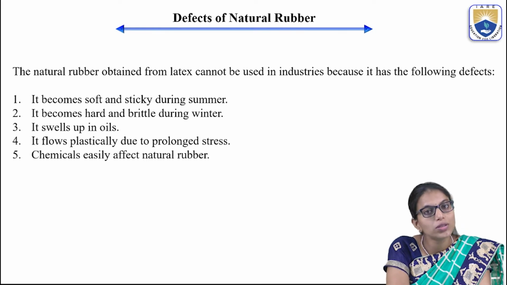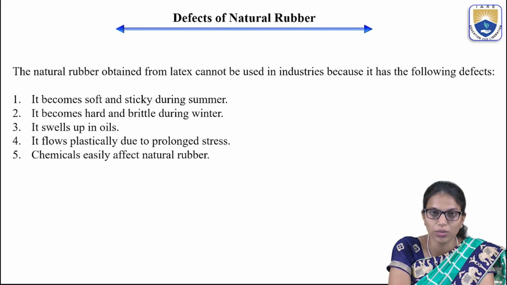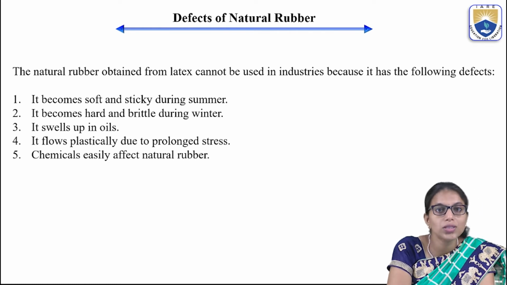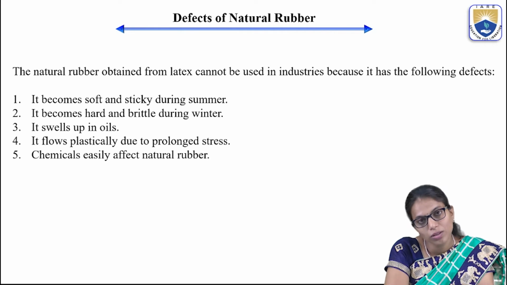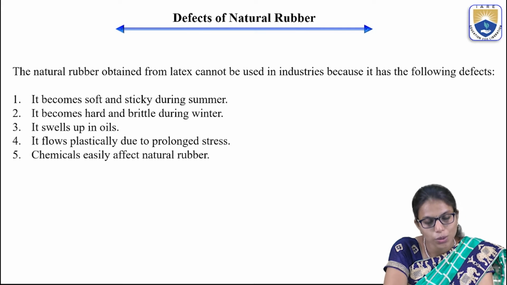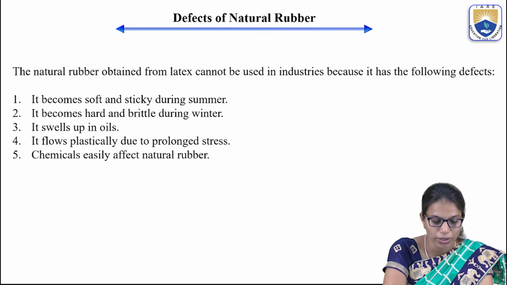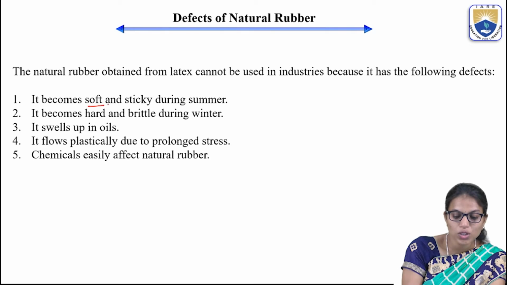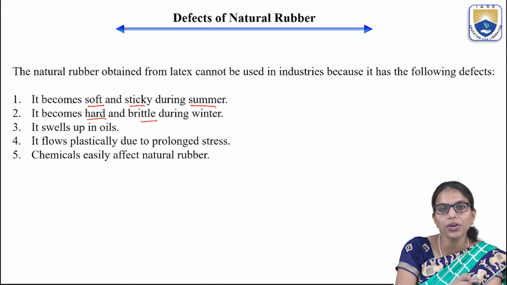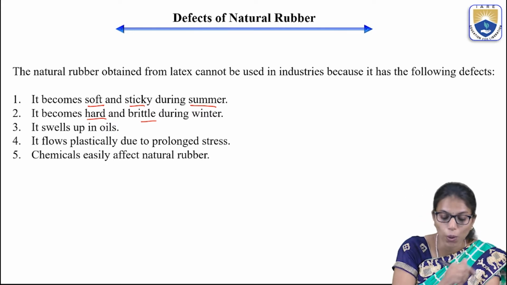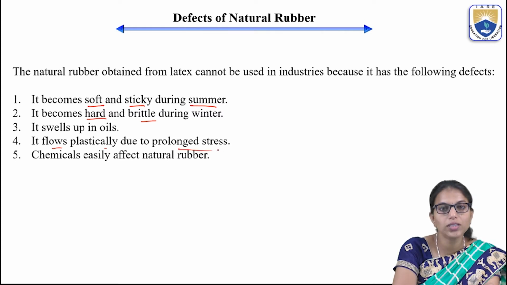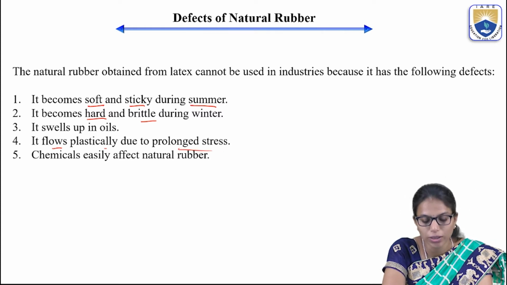Now we have to discuss the meaning of synthetic rubber. Before that, we should know what defects are there in natural rubber, because it is just because of these defects that we form synthetic rubber. Some listed defects are that it becomes soft and sticky during summer, and hard and brittle during winter. It swells up in oil, it flows due to plasticity under prolonged stress, and it is easily affected by chemicals.